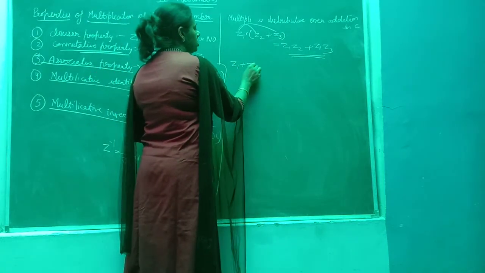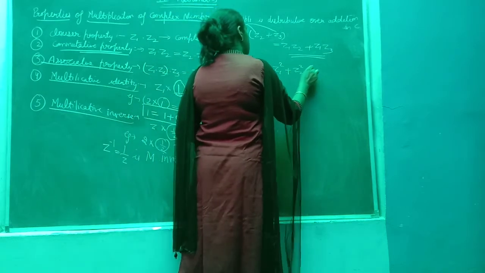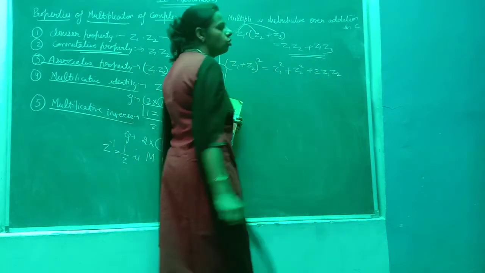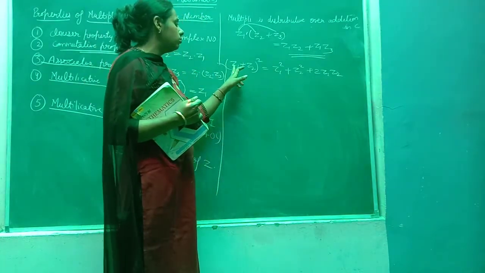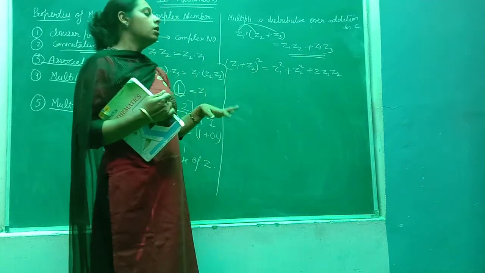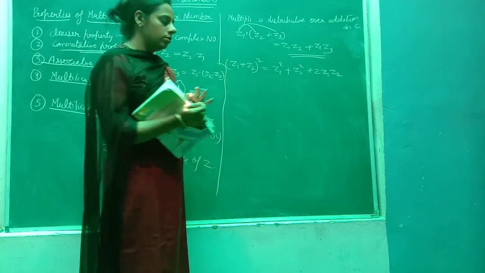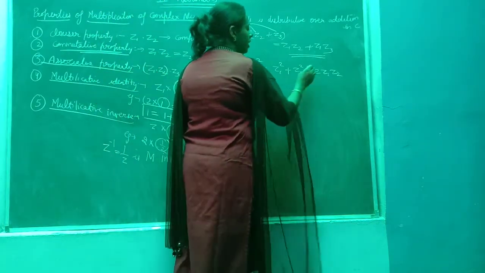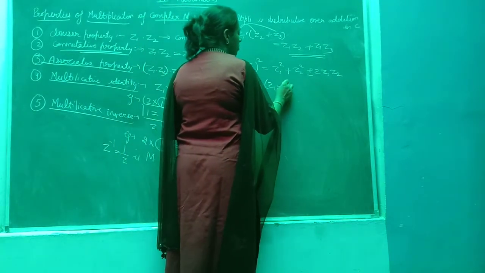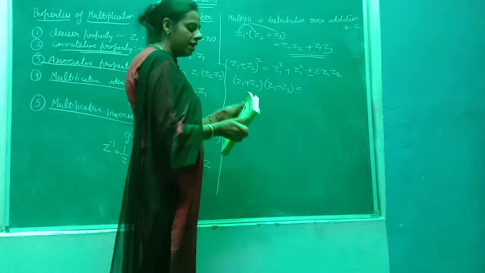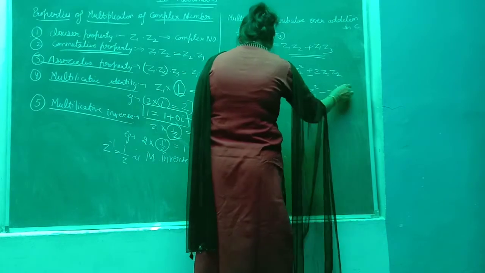In the case of addition, z1 plus z2 whole square is equal to z1 square plus z2 square plus 2 z1 z2. That also holds in the case of complex numbers. You have already read this, but at that time z1 and z2 were not complex numbers. Now this identity also holds in the case of two complex numbers. In the same way, for the difference, z1 plus z2 into z1 minus z2, that is a plus b into a minus b, the same property also holds: z1 square minus z2 square.